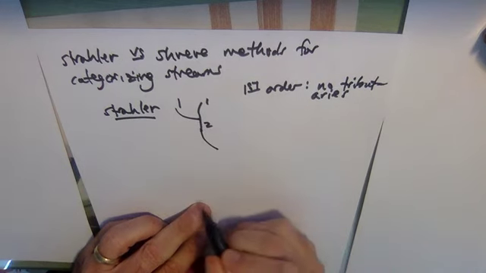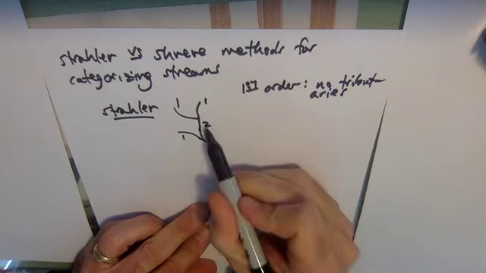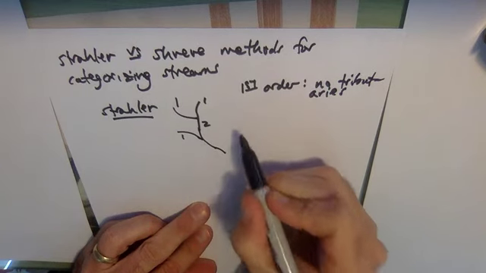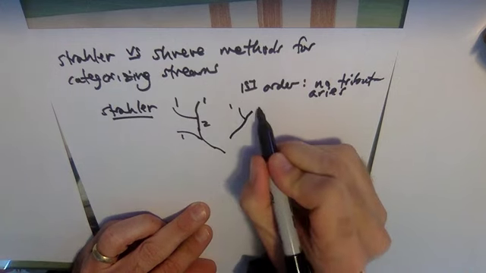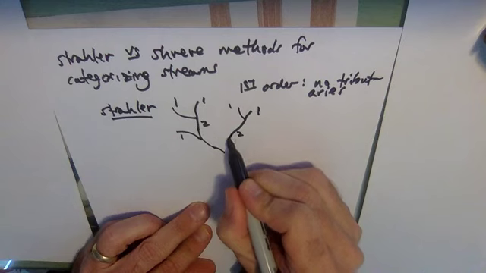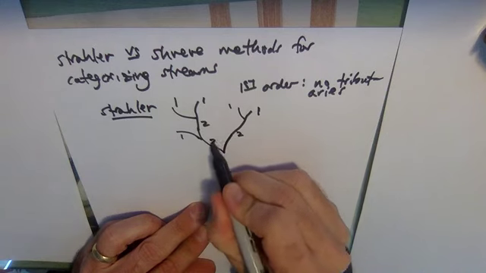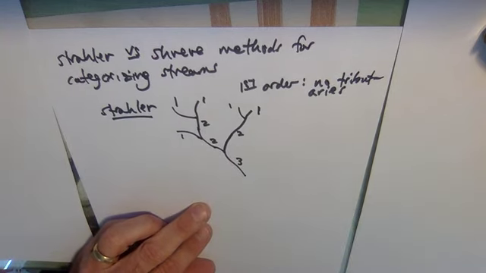And if that second order stream continues downhill and another first order stream comes into it, nothing changes. It's still just a second order stream. However, if over here we have two first order streams that have combined to form a second order stream, and this second order stream and this second order stream merge, it now becomes a third order stream.